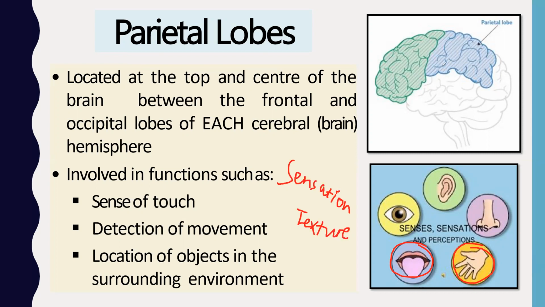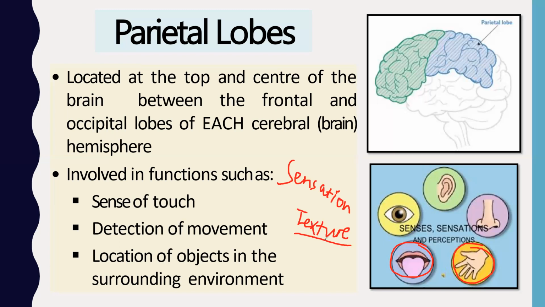For example, if you're looking for a new piece of clothing and you've gone to a store and you're feeling the material, your ability to judge that, okay, this material is a lot silkier than this material, is because of your parietal lobe. Your parietal lobe is what allows you to differentiate between those textures.